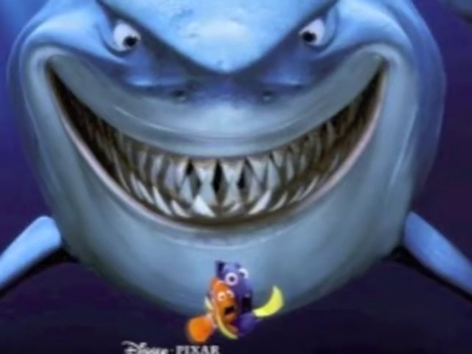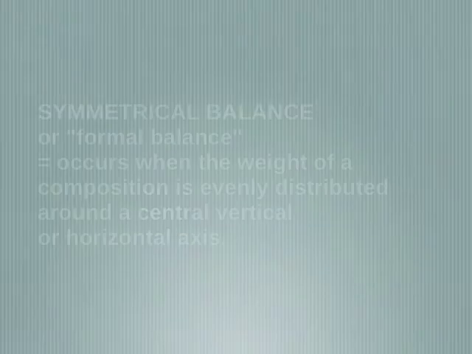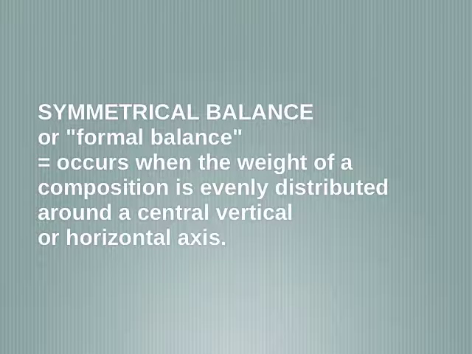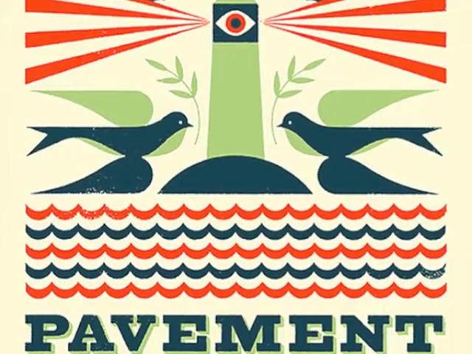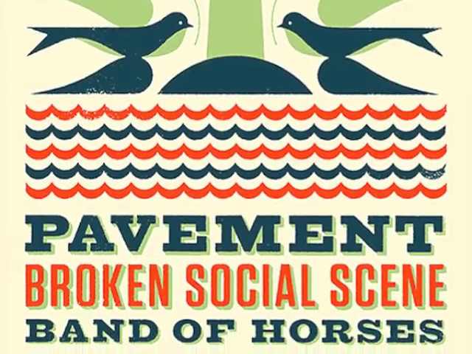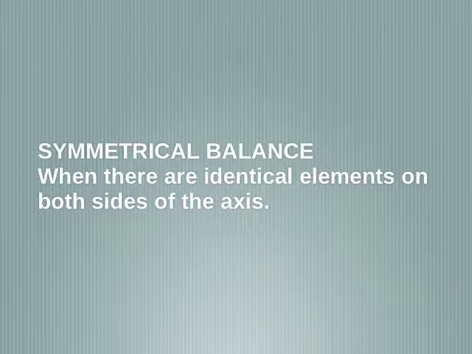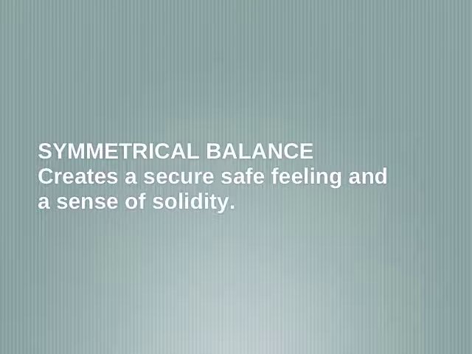Symmetrical or formal balance. Symmetrical balance occurs when the weight of a composition is evenly distributed around a central vertical or horizontal axis. Under normal circumstances, it exists when there are identical elements or forms on both sides of the axis. A symmetrical balance creates a secure, safe feeling and a sense of solidity.